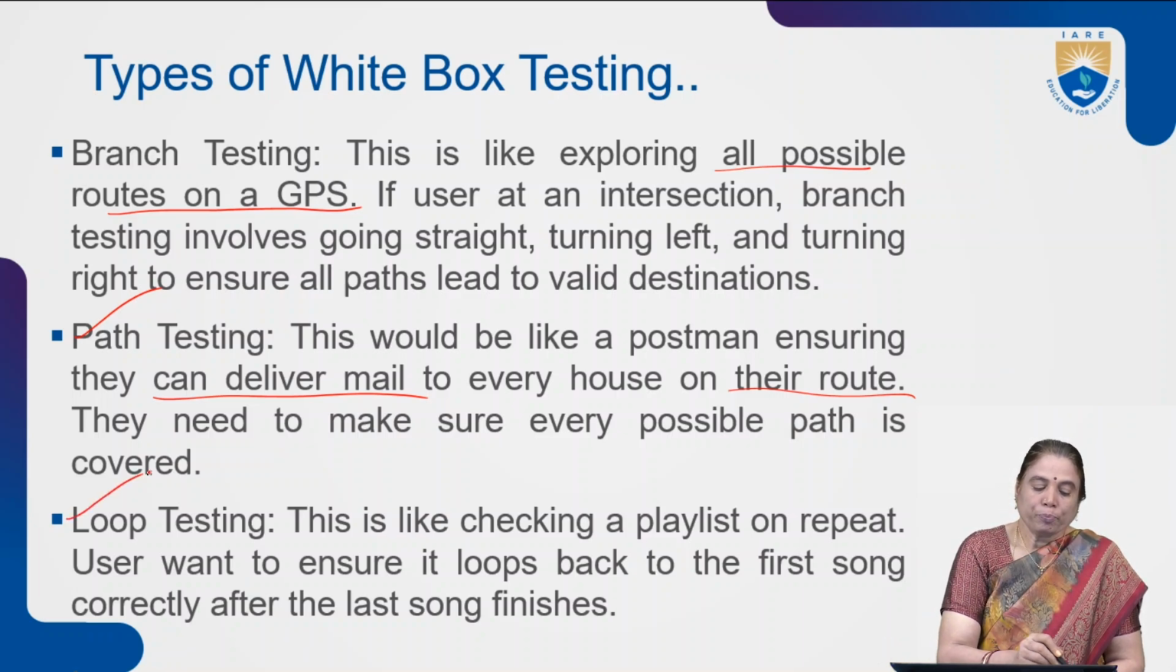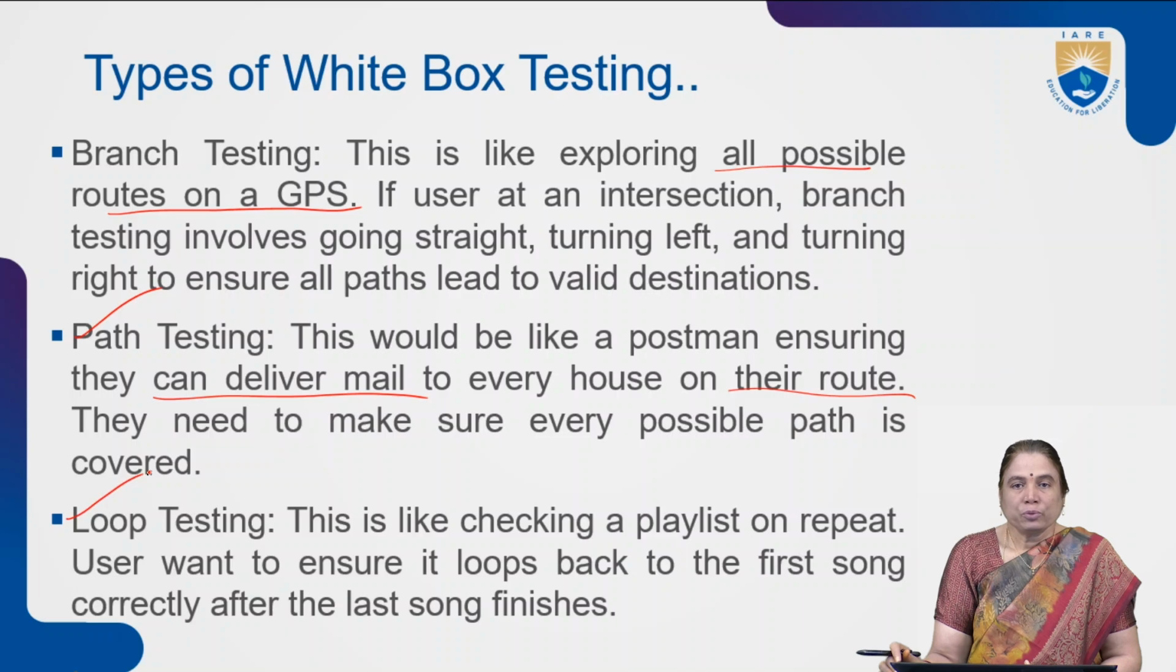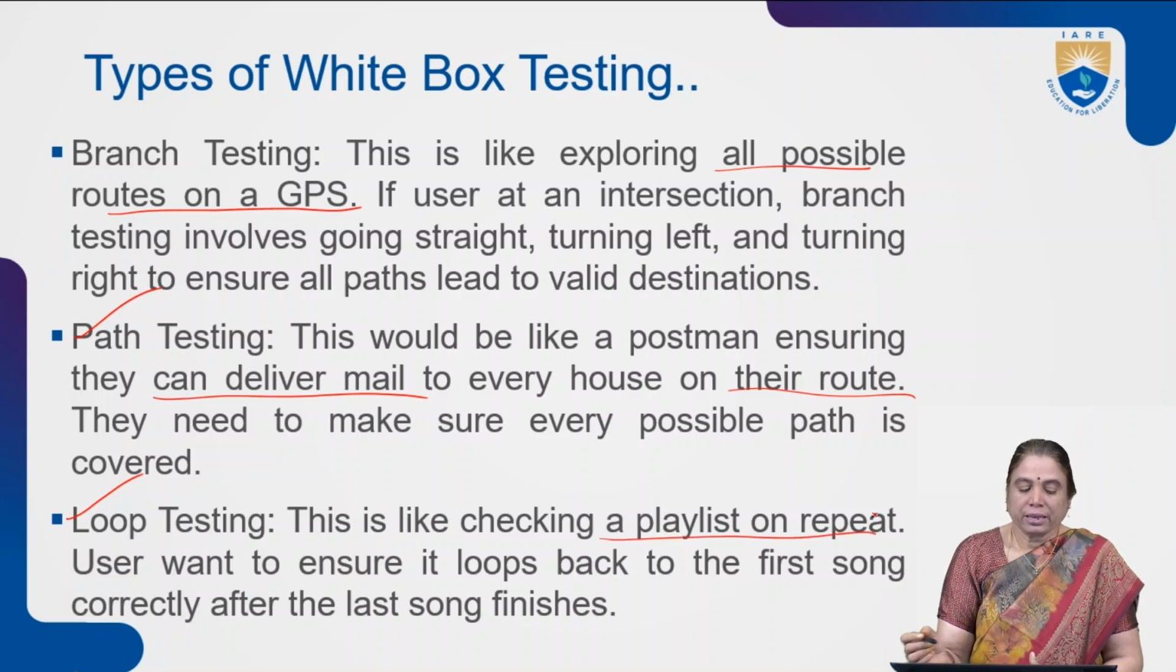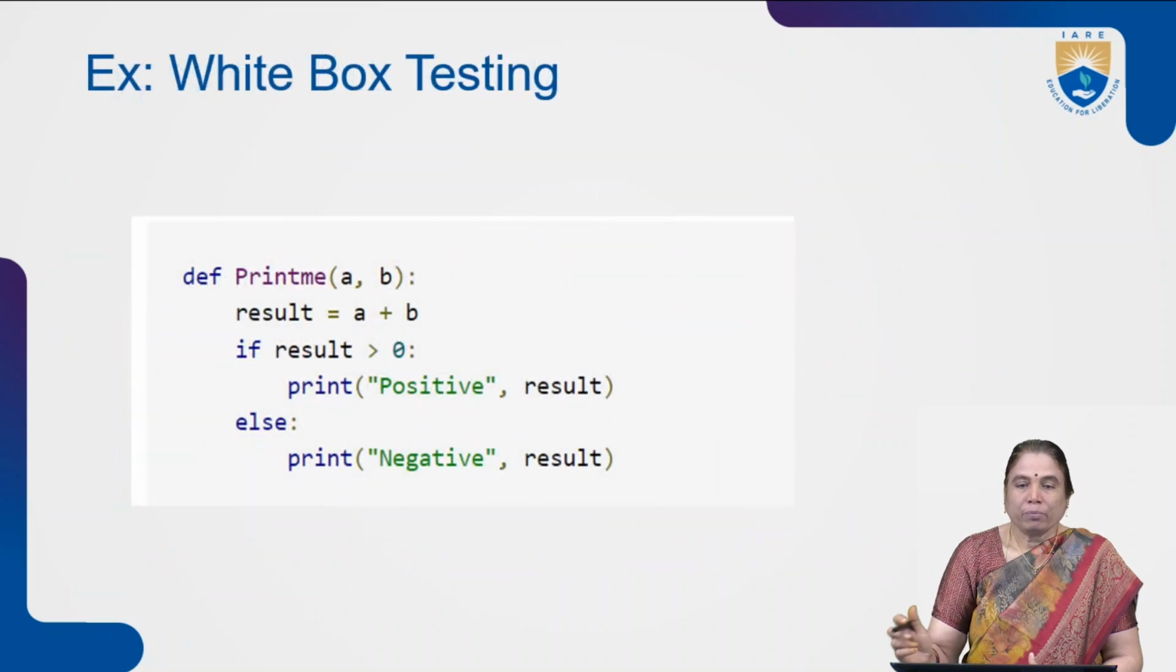Next, loop testing. Loop testing is used to exercise all possible paths, with a variety of black box testing techniques, so as to minimize the number of test cases designed for the loop, using boundary value analysis. These test cases can ensure that the lower bound, upper bound and middle range of the loop are executed successfully. This is like checking a playlist on repeat. So these are the variety of types of white box testing.